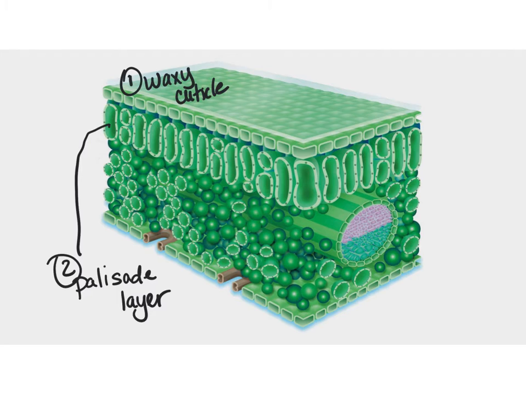Now, what is the palisade layer? Well, this is a tight package of cells, and this is where most of the food is made in the plant. The cytoplasm in the palisade layer cells circulates the chloroplasts, so that each of them gets plenty of light. Okay, so the palisade layer is important to get.